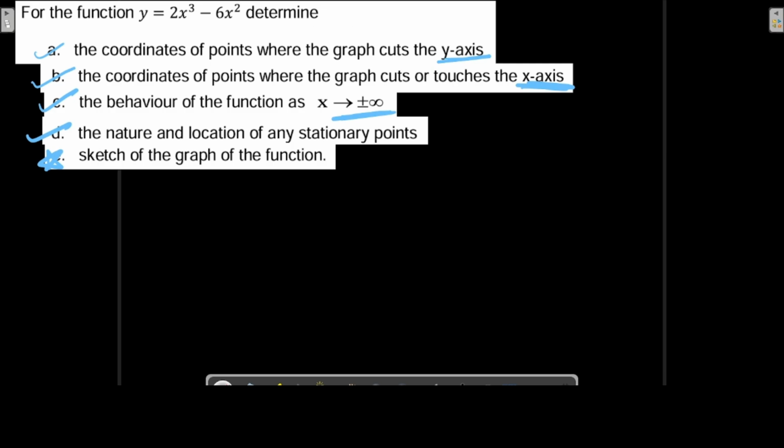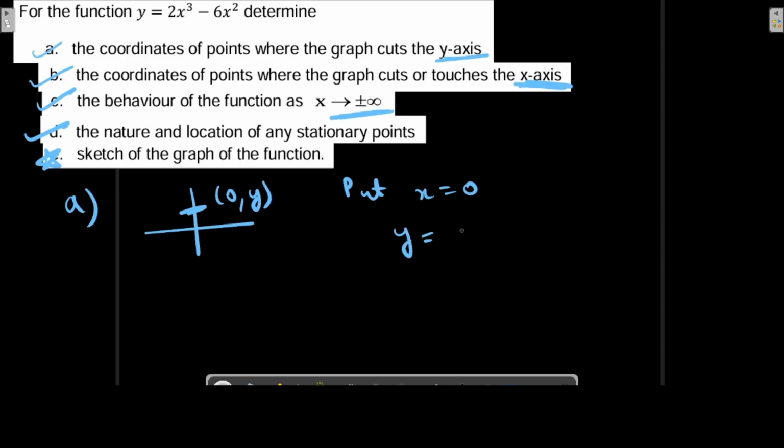So I'm first doing the first four. So let's start. A part, for the point where it cuts the y-axis. So when it cuts the y-axis, what will be your x coordinate? 0. So it will be 0 comma y. So put x is equal to 0. So you get y is equal to 2 times 0 cubed minus 6 times 0 square, which is equal to 0. Okay, so it cuts the y-axis at 0 comma 0.